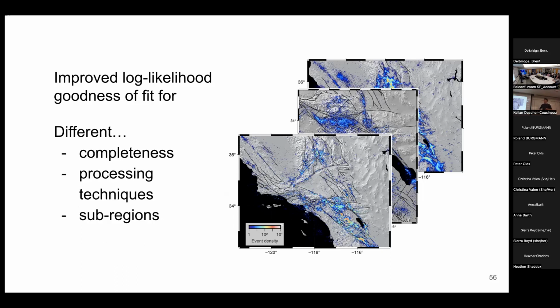So this performance on a lot of different catalogs at a lot of different scales would suggest, at least to me, that it's not an issue about completeness or processing techniques or the spatial component that is really driving this improvement. I think it's really that RECAST is a more flexible model and is able to adapt to how these different sequences are evolving.